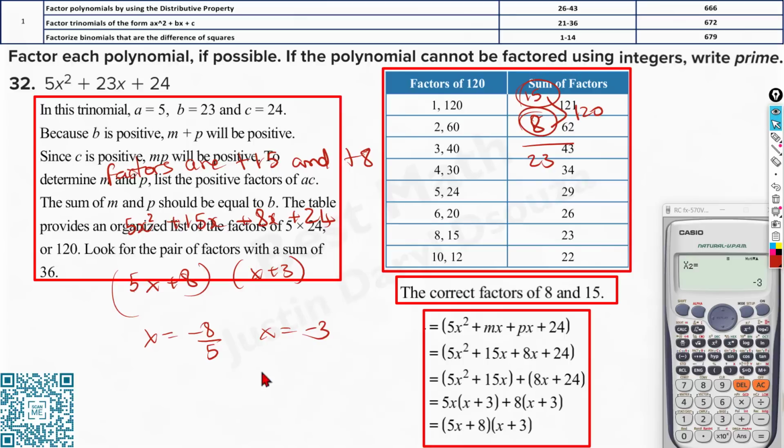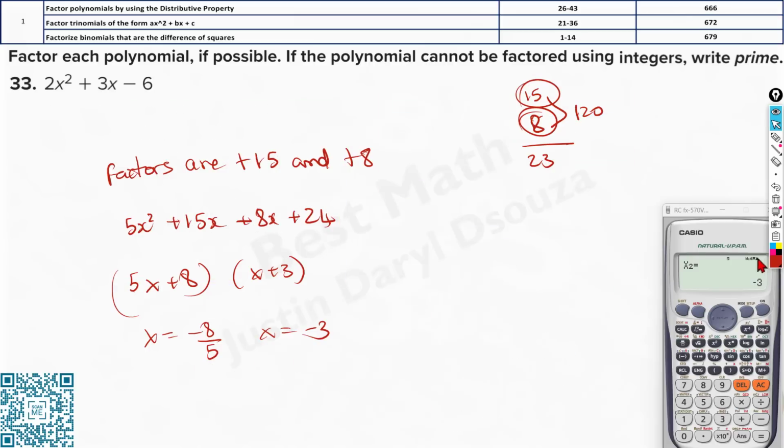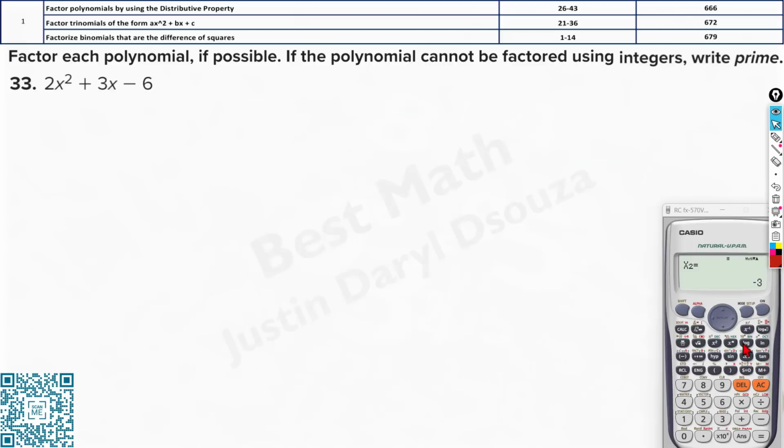Moving ahead to 33rd, you can see that's the correct answer. We have another similar problem. Let's do mode 5 and 3. And then what do we have here? It's 2, 3, and minus 6. So let's see the answer.